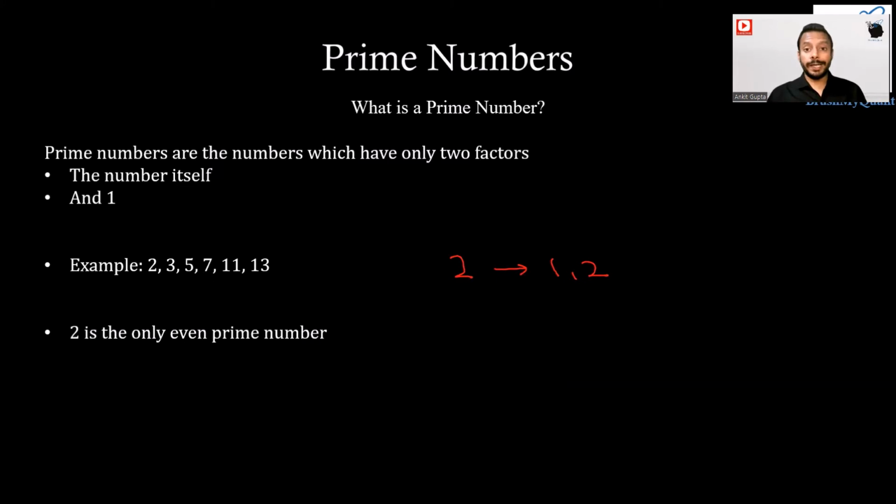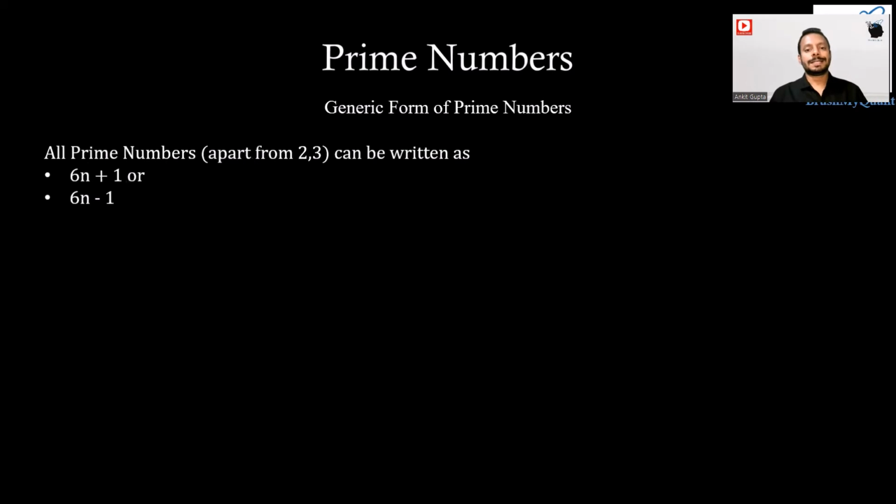Now 2 is the only even prime number. Apart from 2, all prime numbers are odd, and only positive numbers can be prime numbers. Negative numbers cannot be prime numbers. Now let's see what is the generic form of prime numbers.